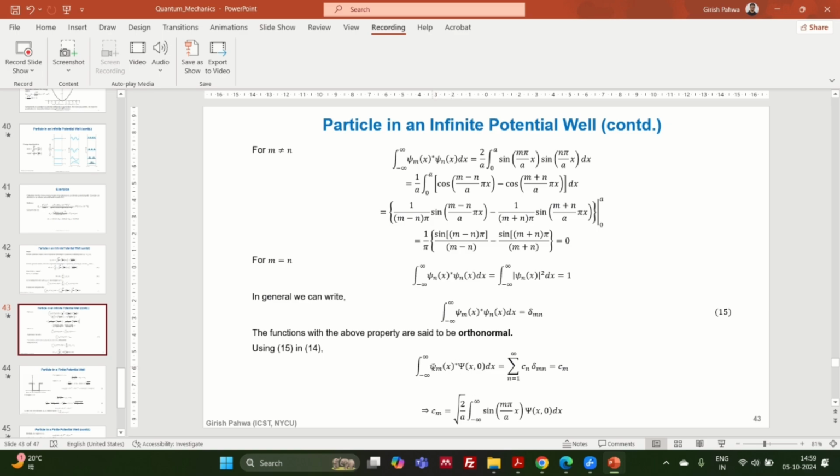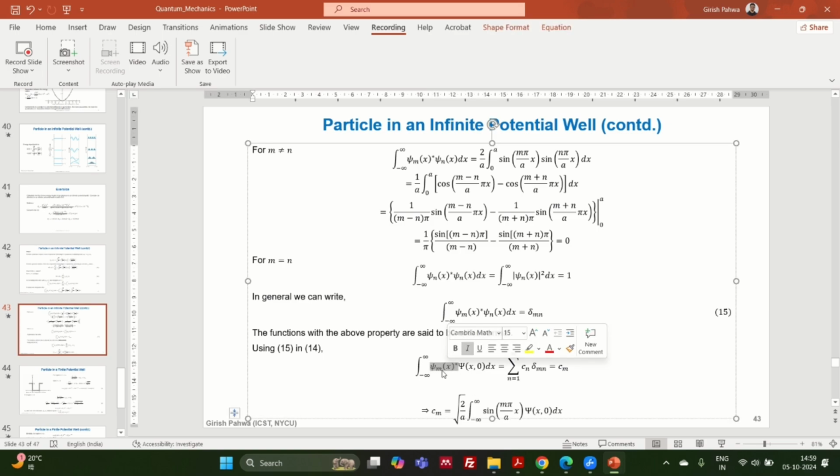Okay, now in our case, in this particular problem, what do we have? Psi m. What is psi m? So you have psi m as sine of m pi x by a. Multiply it with this, right? So there is a root 2 by a as well, so that comes outside. So you can calculate your cm by this.